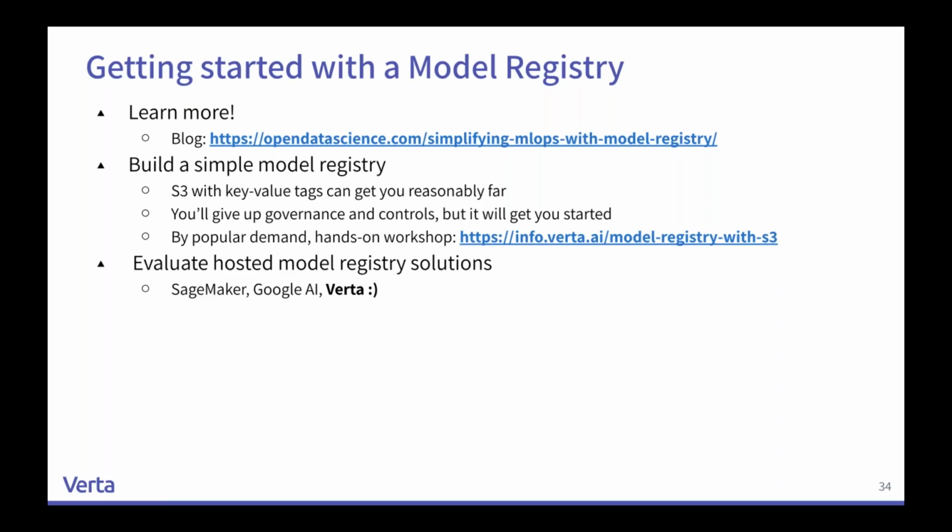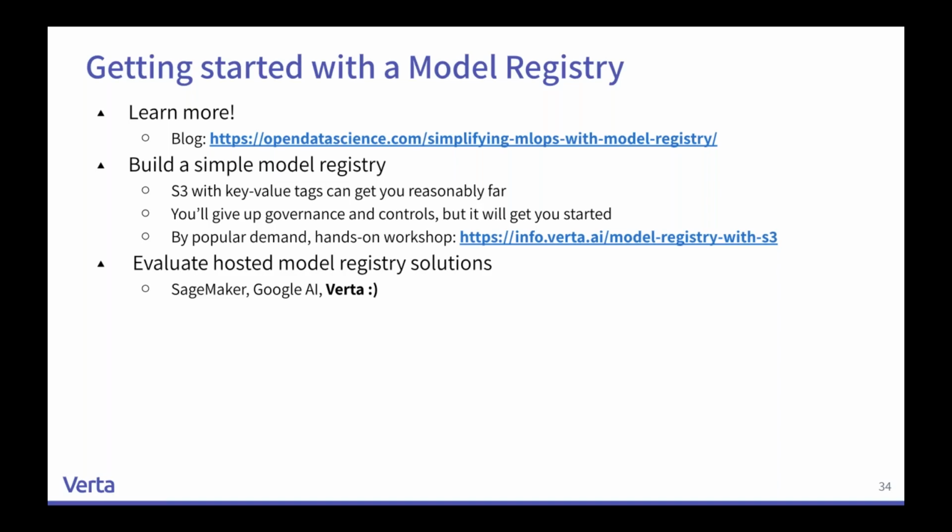Now, if you are a machine learning team that has a lot of models that need to make their way to production, and there's a lot of governance you need to take care of, you should look at hosted model registry solutions. The big cloud providers provide ways for you to use registries. So if you're on Google, or if you're on the SageMaker ecosystem, you'll be able to find something that can meet your constraints. At Verta, as I mentioned, we develop an MLOps platform. And so I'm a bit biased. I think that our model registry is great.